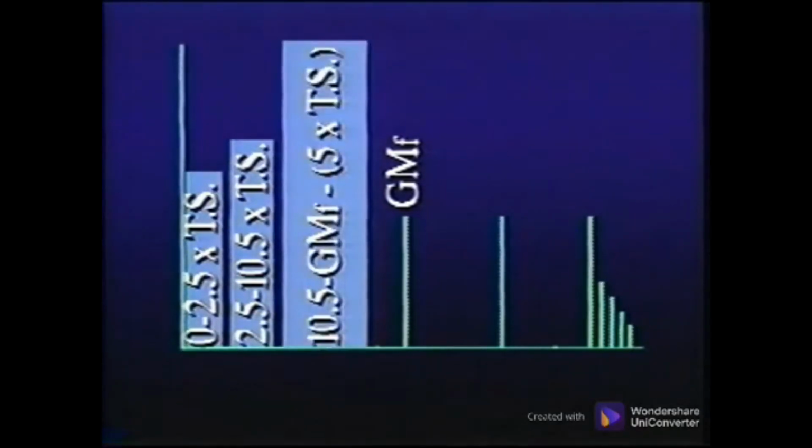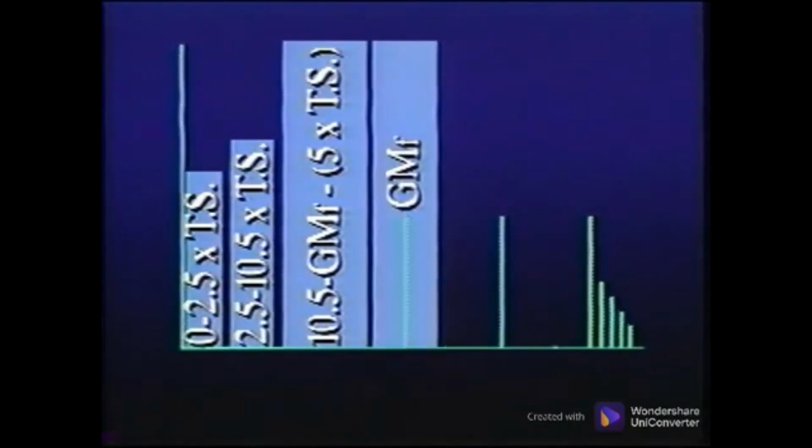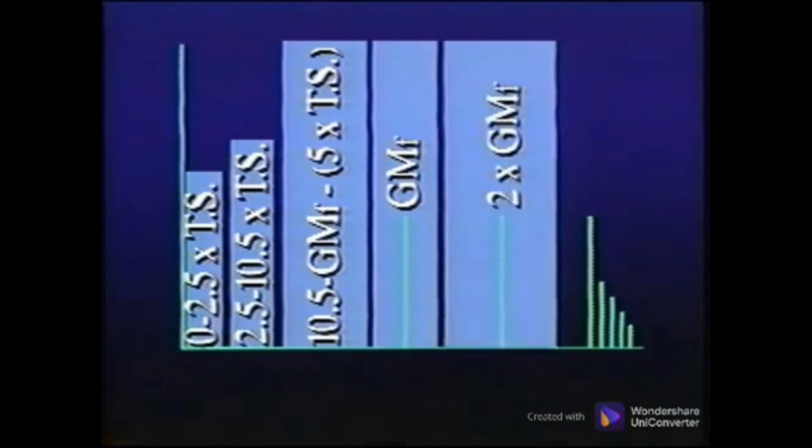The third band should include everything from here up to the gear mesh frequency minus 5x shaft turning speed. Note that the band did not include gear mesh or its sidebands. The fourth band should include the area around gear mesh, including the sidebands. The fifth band includes all the energy above this, including 2x gear mesh frequency plus 5x shaft speed.